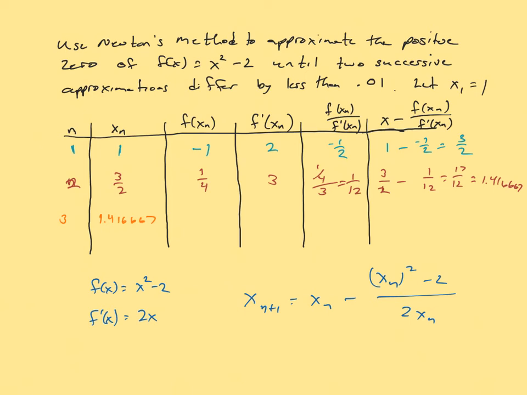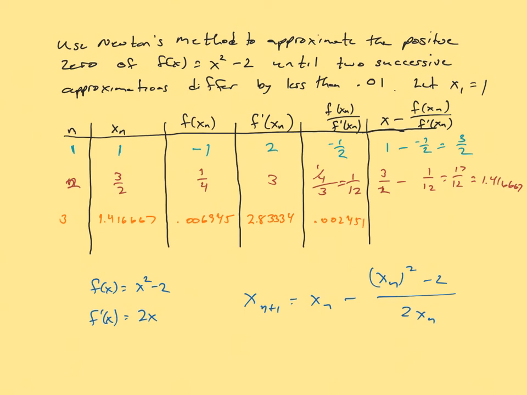Okay, I'm going to plug that into the function, and when I do that, I will get 0.006945. When I plug this 1.416667 into the slope, I will get 2.83334. And then when I calculate the ratio between f of x sub n and f prime of x sub n, I will get 0.002451.